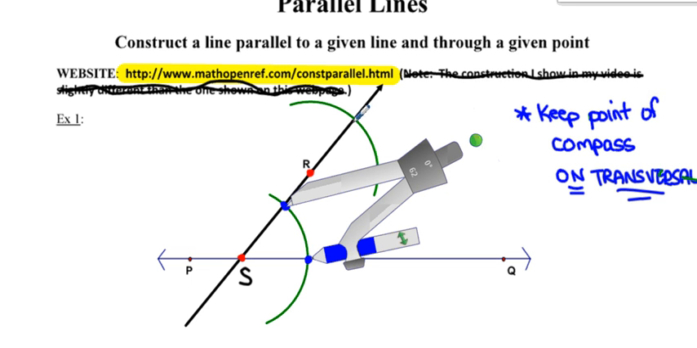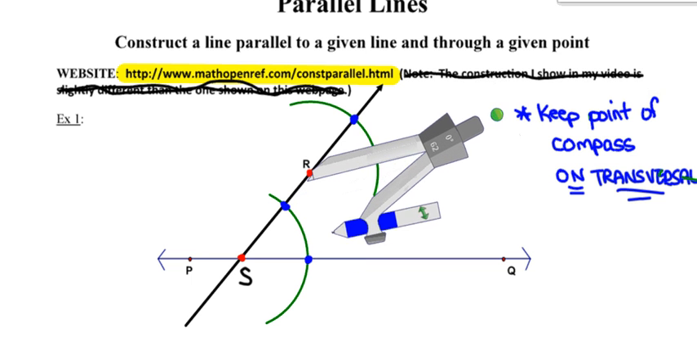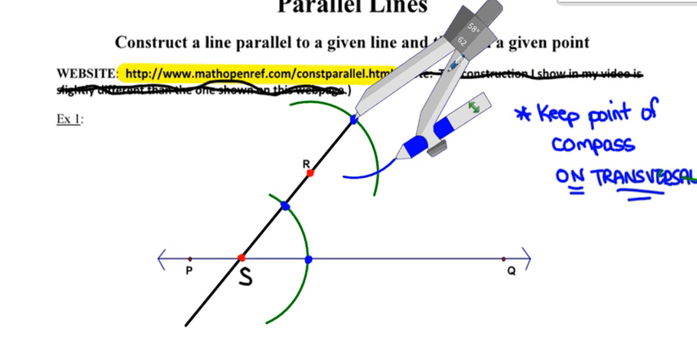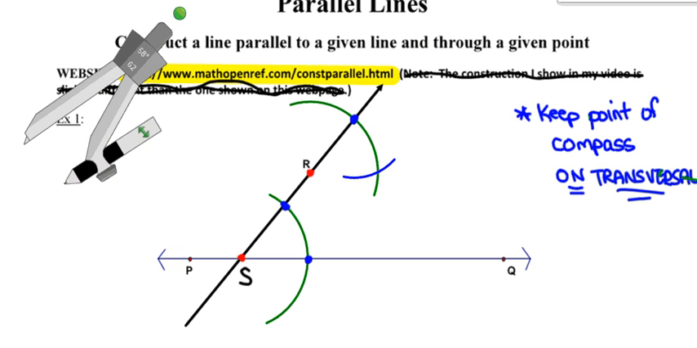So when I go to copy my angle, I want to come up here to where the green arc intersects that transversal. I put the point of my compass on that point of intersection, and using that as a center, I'm going to draw my new arc. And then I'm going to connect that point of intersection between my arcs with my point R using my straight edge. And I can tell you that for me, this almost never comes out to be a parallel line.